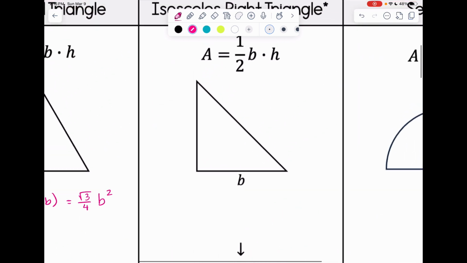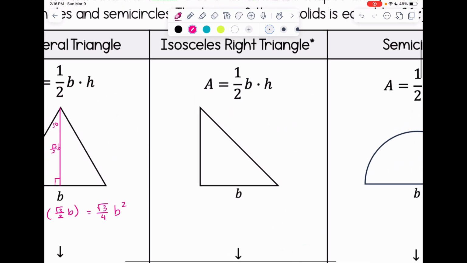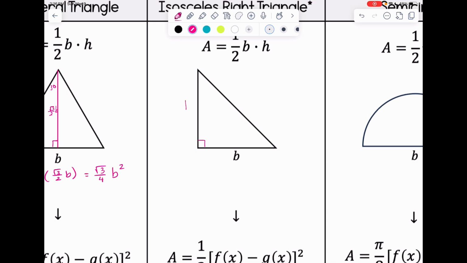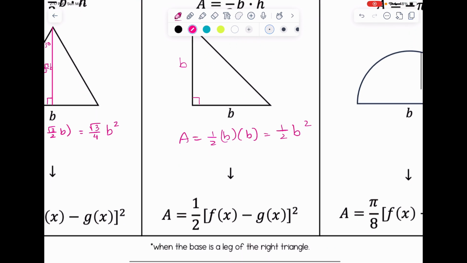Now let's say that instead the triangle is an isosceles right triangle, and we know that the base is one of the legs of the triangle. So if I find the area of this triangle, we know these two legs are equal because it's isosceles. So I would say that the area is equal to 1/2 the base times the height, or 1/2 b squared. Now I'm going to write this in terms of our difference of functions, f of x minus g of x, and we see to find the area of this isosceles right triangle, we would have area equals 1/2 f of x minus g of x squared.